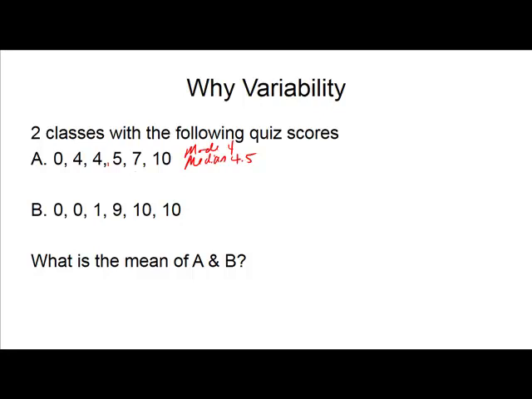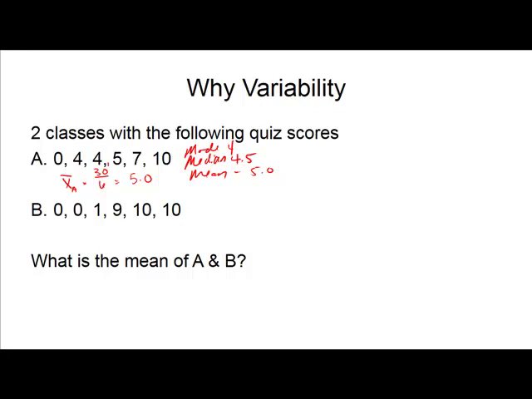And the mean. Let's take a look at the mean. Well, the mean is the sum of 0 plus 4, which is 4, plus 4, which is 8, plus 5, which is 13, plus 7, which is 20, plus 10, which is 30. So if I'm calculating x bar of A, I've got 30 divided by 1, 2, 3, 4, 5, 6, which is 5.0. Okay. So the mean, the median, the mode, somewhere between 4 and 5 for Group A.